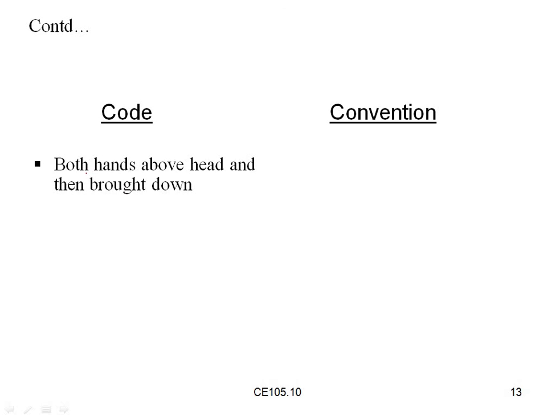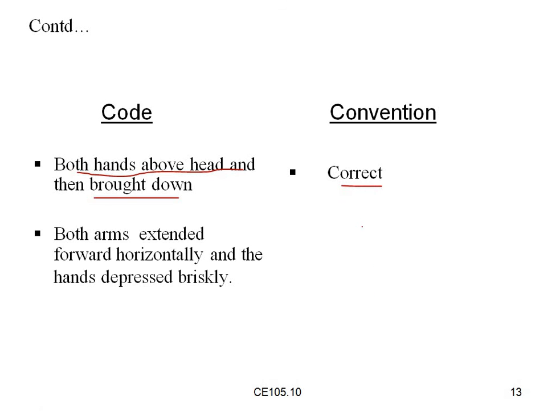More, we have both hands above the head and then brought down. That means the point is correct. The both hands should be kept above the head and then frequently brought down. So that's why it is the correct one. And next, both arms extended forward horizontally and hands depressed briskly. That means the point is fixed. So before that, it is correct, and fixed is not.